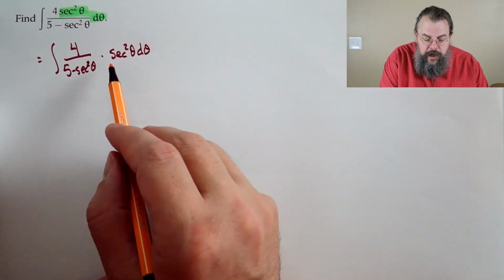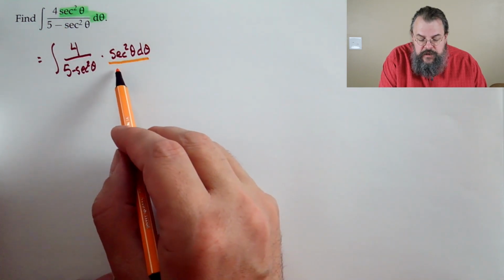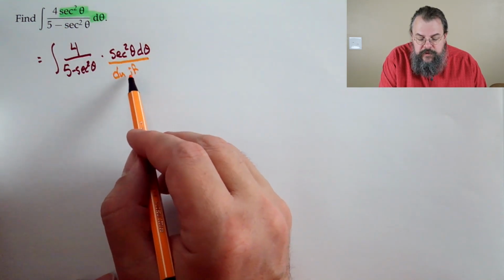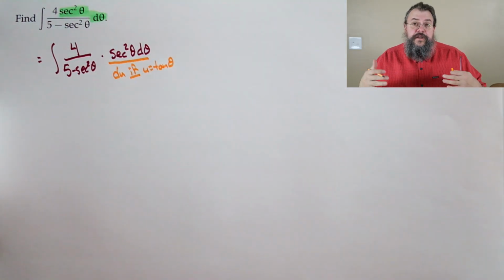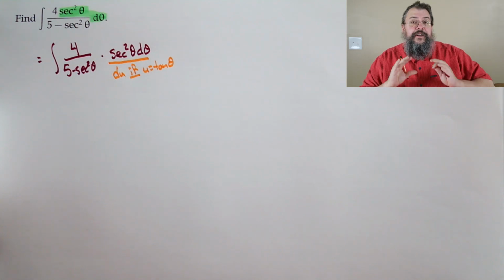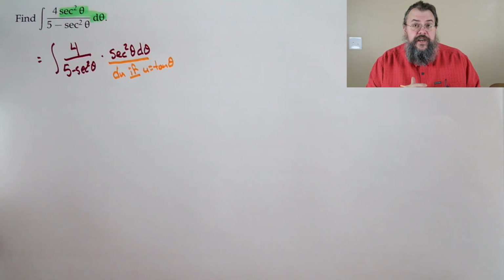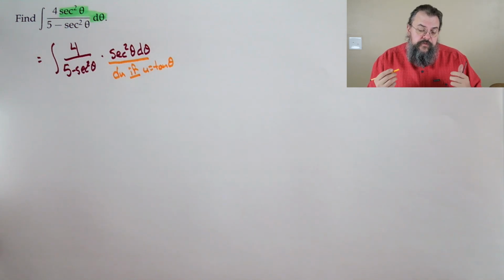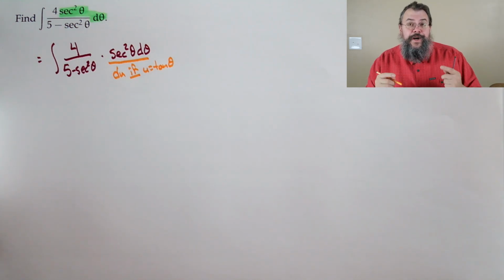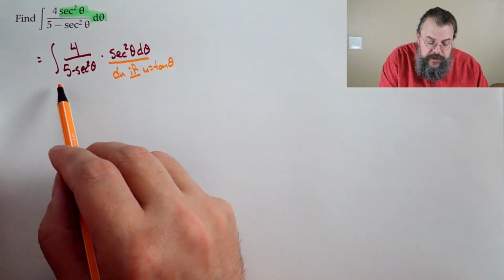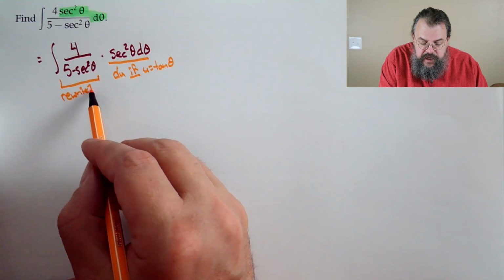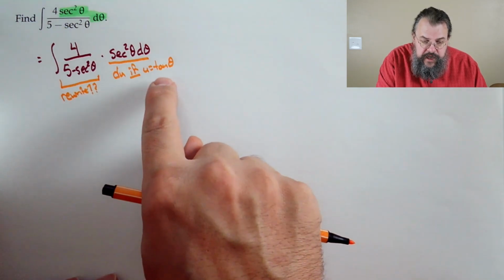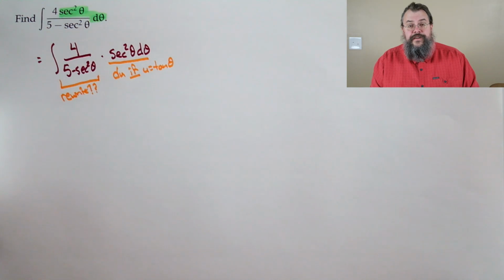So we could say, aha, this would be du if we were to choose u as tangent theta, because the derivative of tangent is secant squared. So there's a nice substitution potentially available because we see a derivative showing up. But the only way we can make it work is we have to come to this first piece and say, can we rewrite this? In particular, can we rewrite it so it's all in terms of tangent?